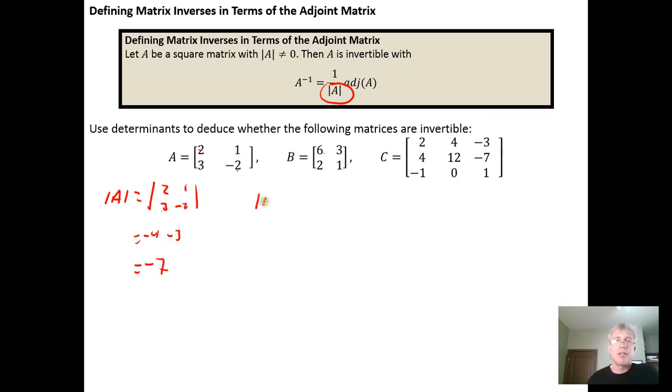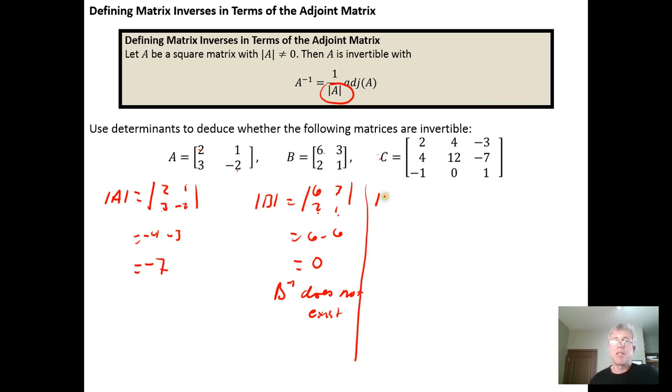Here, if we calculate the determinant of B, with rows 6, 2 and 3, 1, we get 6 times 1 minus 3 times 2, which is 6 minus 6, which is 0. So because the determinant of this matrix B is 0, B inverse does not exist. And we could play the same game one more time.